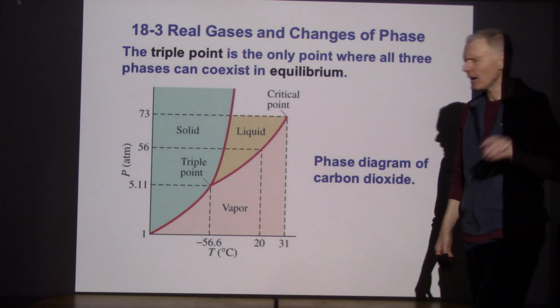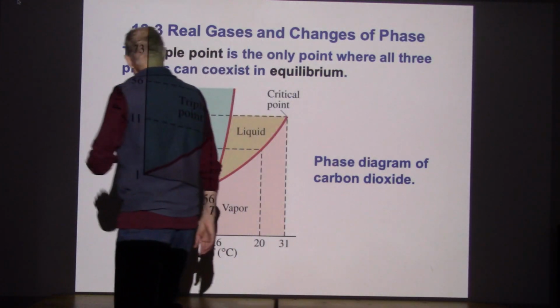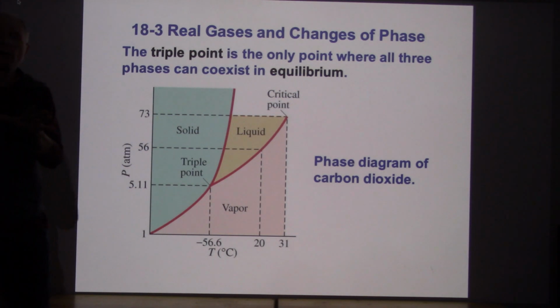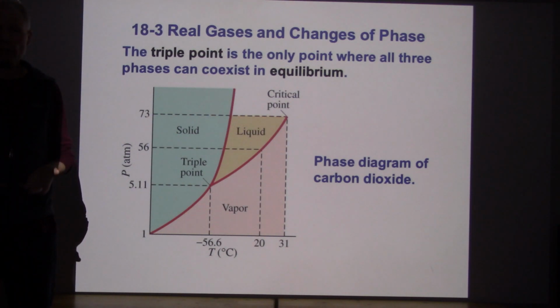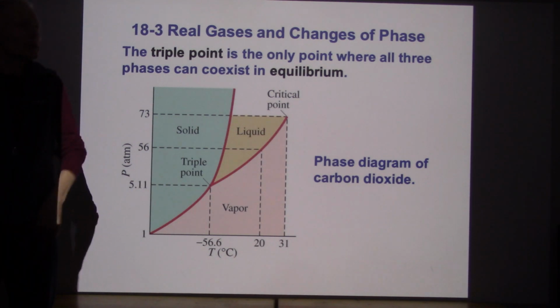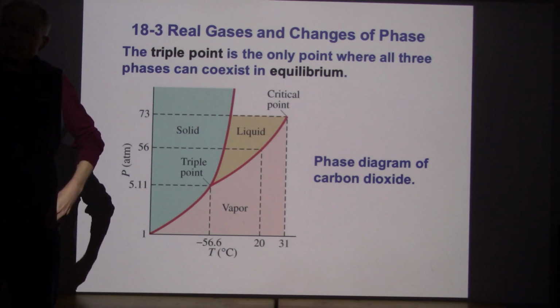Here's another phase diagram, and this one is for carbon dioxide. Now this might be familiar. A lot of you are probably aware that solid carbon dioxide is known as dry ice, which is used as a coolant, right? Sometimes you'll get packages of meat, for example, shipped with dry ice in there to keep it cold.